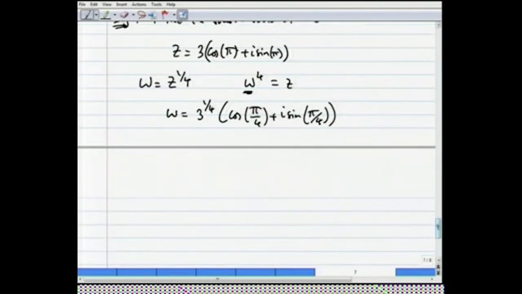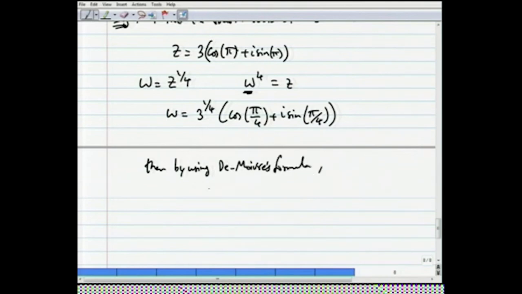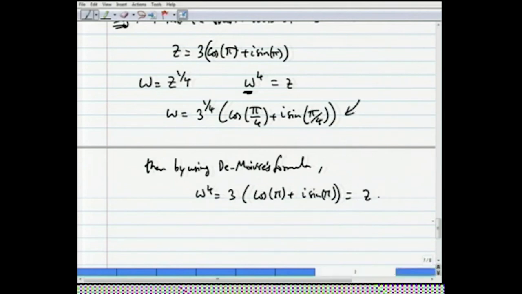Okay, then definitely, by using De Moivre's formula, we get w power 4 is 3 power 1 by 4 power 4, which is 3 times cosine pi plus i sine pi, which is your minus 3, which is your z. So definitely this value of w will work, but is this all?